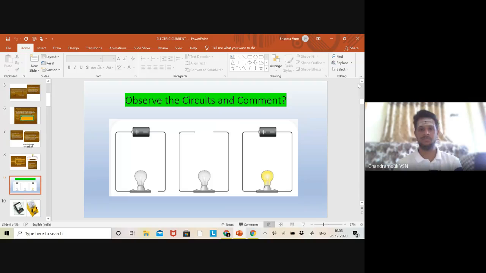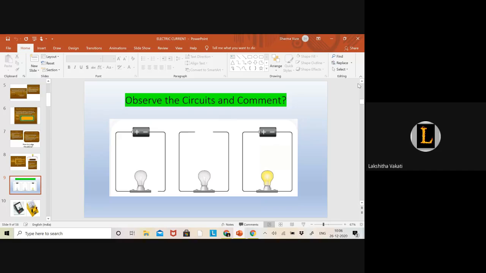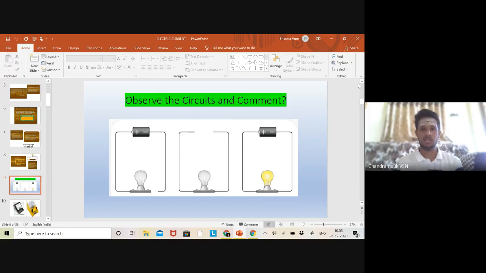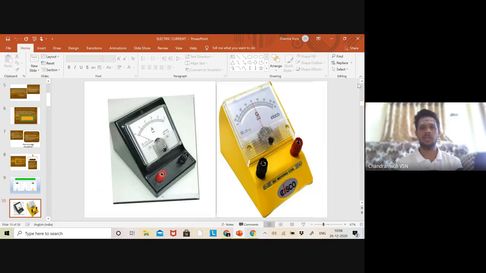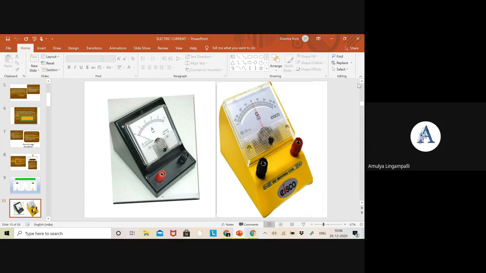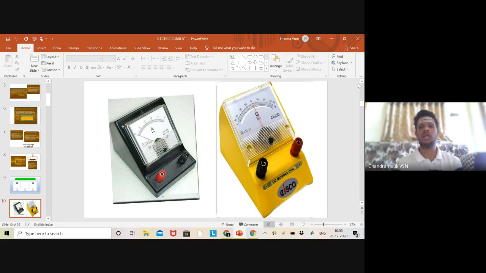What are these three examples we studied yesterday? Two are open circuits and the last one is a closed circuit. In the first one, the wire is not connected. In the second one, only the battery is not connected. What are these two instruments? Ammeter, galvanometer. Both are used to measure electric current.